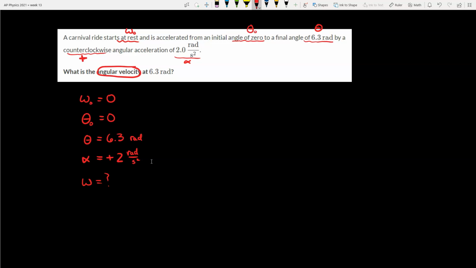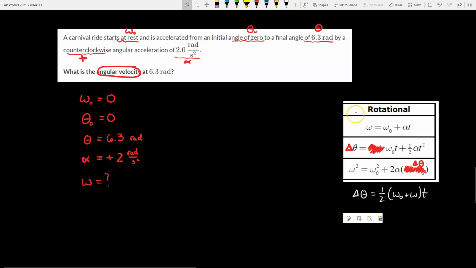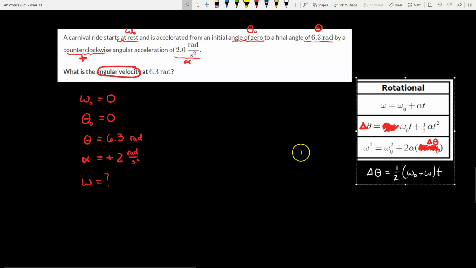So we know the displacement. We know the acceleration. There's no time given in this. So if we look at the equations we have to use, we need to find the one that does not have any time given to us, which is going to be our third equation right here. So now we just set that up and we rock and roll.